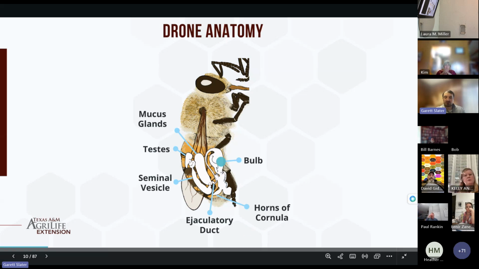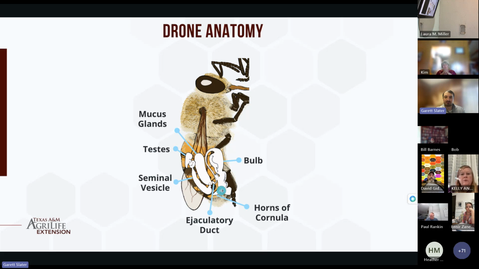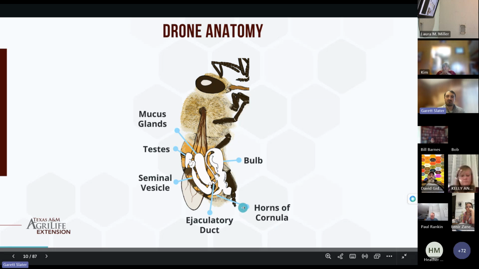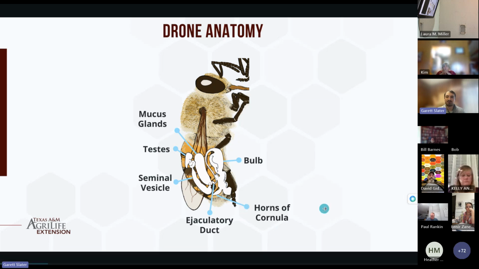But what's also cool about this is there are these horns. There are about two horns on the back of the drone, and these horns basically go into the queen and keep the drone locked into the queen during the actual insemination process. Because drones and queens are mating in the air, this allows them to stay attached even if they're falling out of the air and allows the insemination process to actually occur. So these horns are extremely important for the actual mating process.